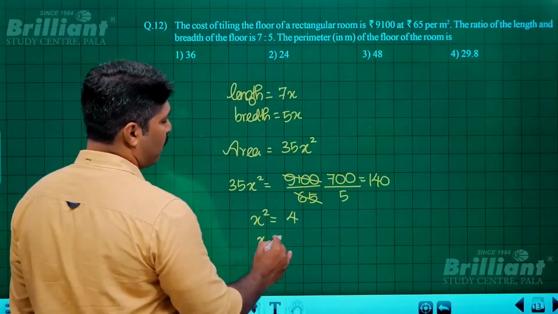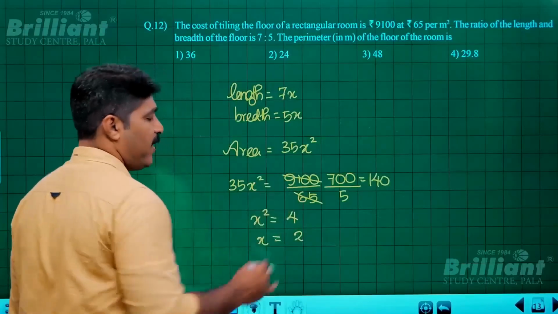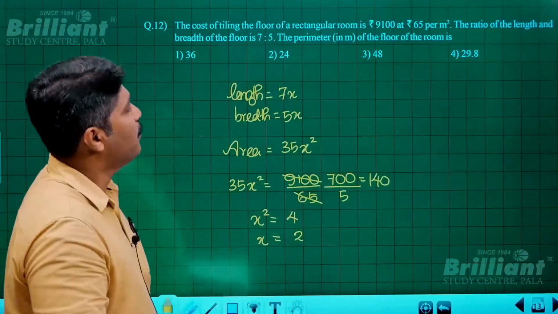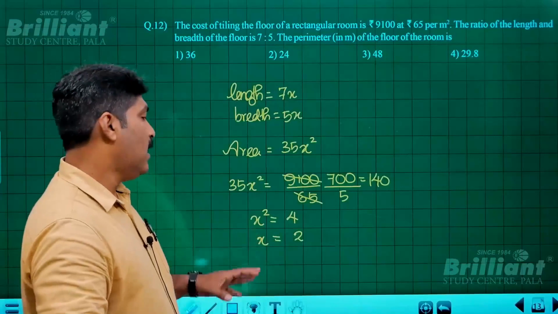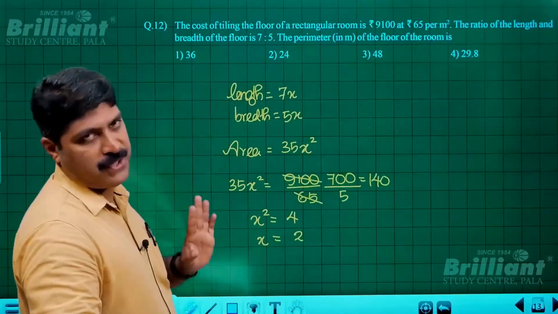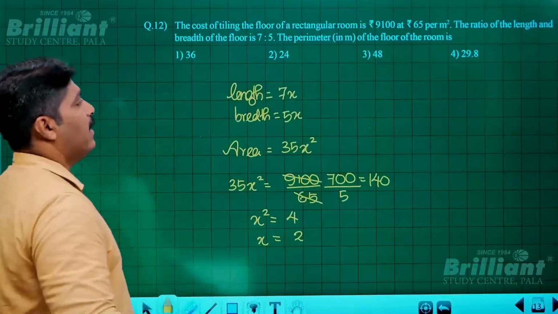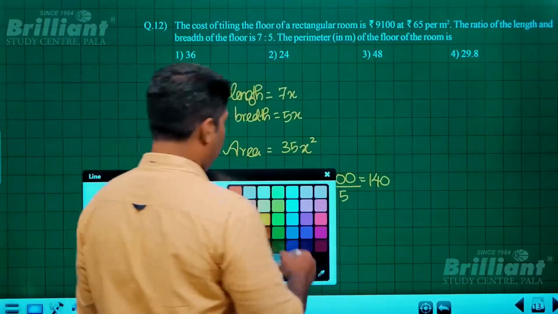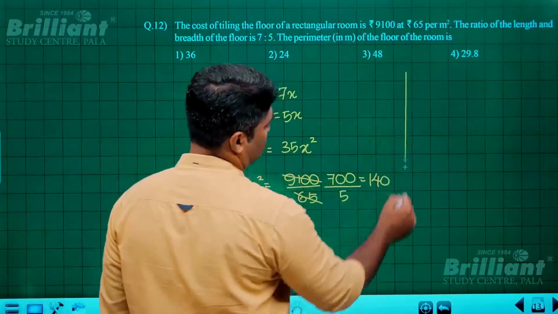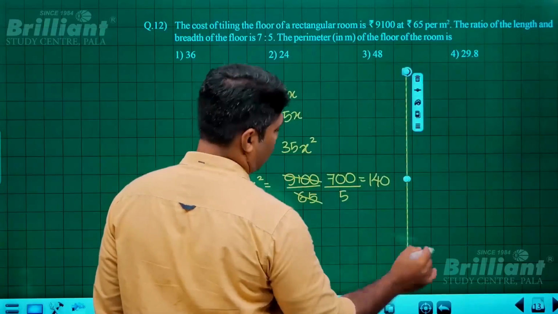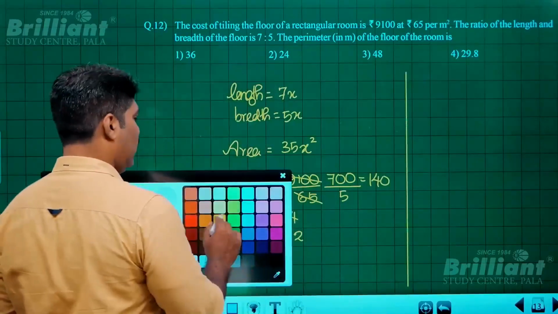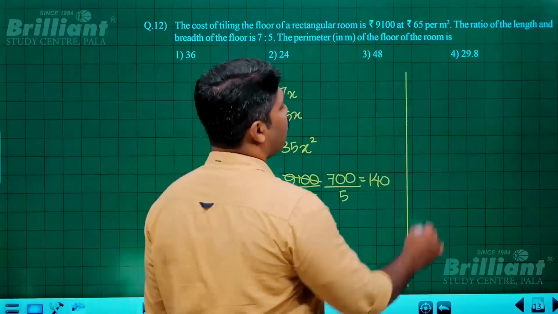So then we will have the value of x as plus or minus 2, but we are considering only positive 2 because x is a multiplicative factor in the given ratio. Correct? So therefore we have the value of x. Then we are going to find out what is the perimeter of such a rectangular floor. So what is the perimeter? How to find out the perimeter?